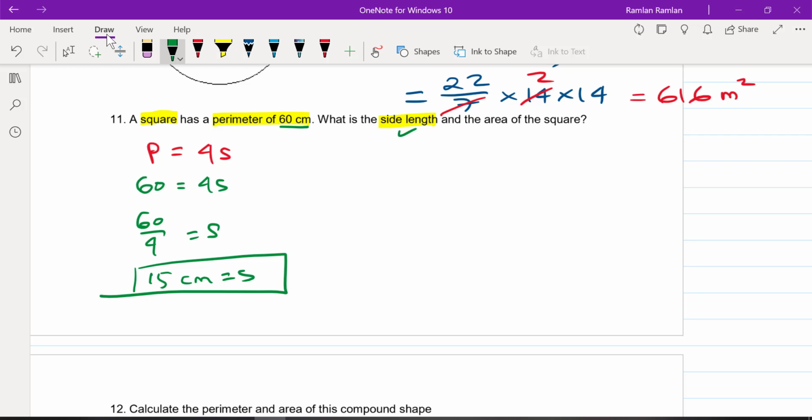Okay, so the next one is the area of the square. We know that the area of a square has a formula of s squared, so just square the 15. That will be 15 squared, and that equals 225 centimeters squared.